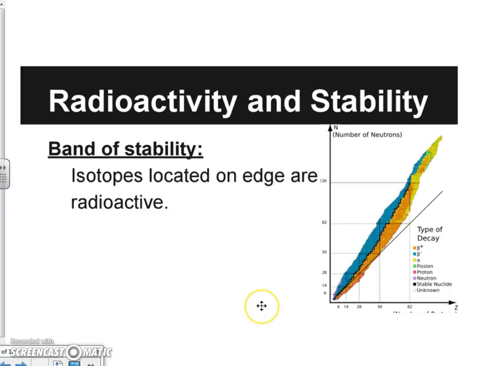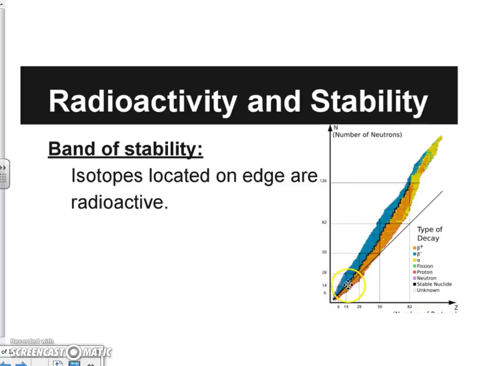So how do we know if something's going to be radioactive? Well, we have something called the band of stability, and isotopes at the edge of this band are radioactive. So the black line here, that's your 1-to-1 ratio, so like 82, 82 on your graph. Notice as the element gets bigger, that ratio starts to veer off from that 1-to-1 ratio, and we end up with more neutrons than protons, and this axis should say number of protons. I cut off my picture.